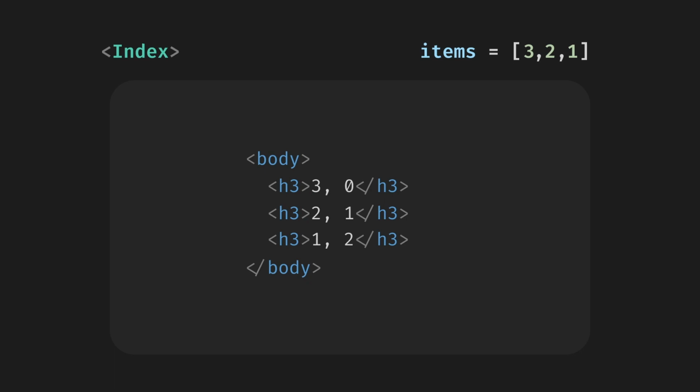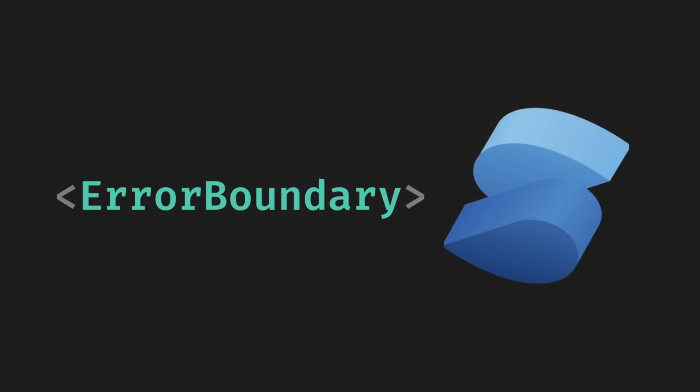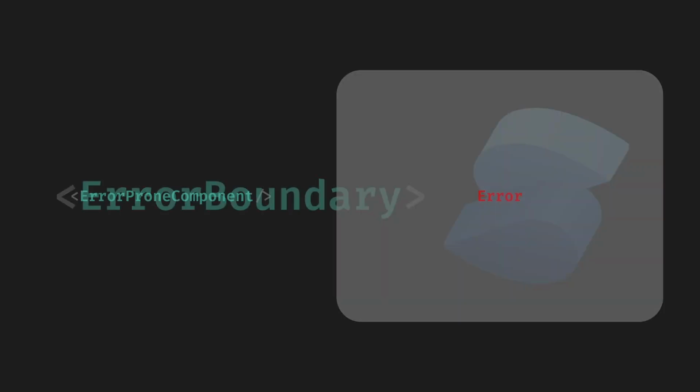This means if the order changes, Index will not move the DOM elements but directly change the contents of the item. ErrorBoundary works the same way as you would expect. It catches uncaught errors and allows you to render another component instead. To use it, wrap the component you want to catch errors from in an ErrorBoundary component.